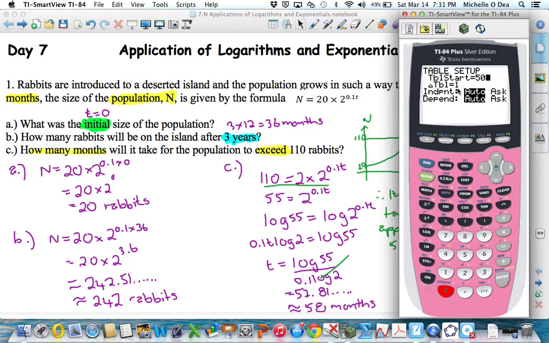You can even change what it goes up by, but I wouldn't recommend that in this case because otherwise you might miss your answer. So if I say, for example, 50 and then enter, go back to my table, second graph, you can see it's jumped to 50. Now remember, the question is exceed, so it's more than 110 rabbits. We've got 97 on our screen, so we would have to arrow down. At 57, it's 103.97. So you certainly wouldn't round down in this case because it's less than 110. But after 58 months, not that it makes sense to have 111.43, there would be 111 rabbits on this deserted island.